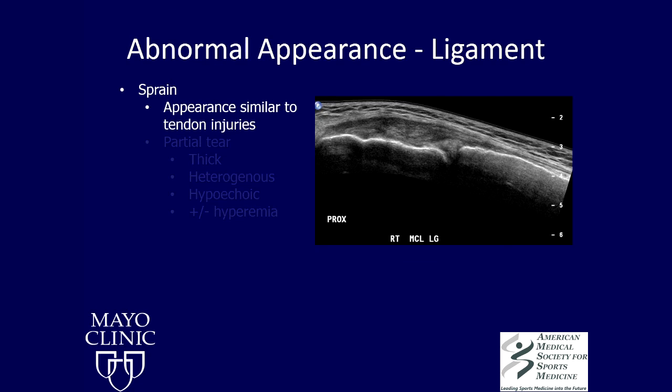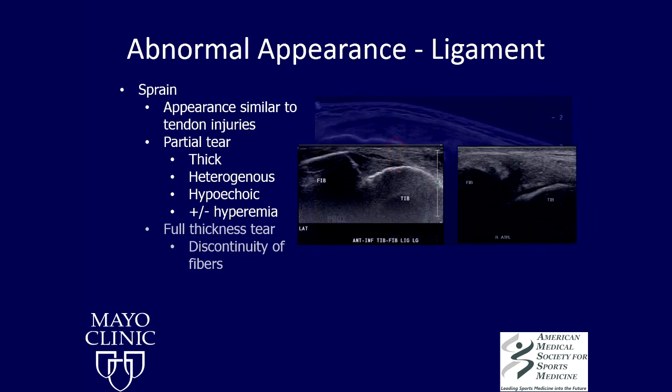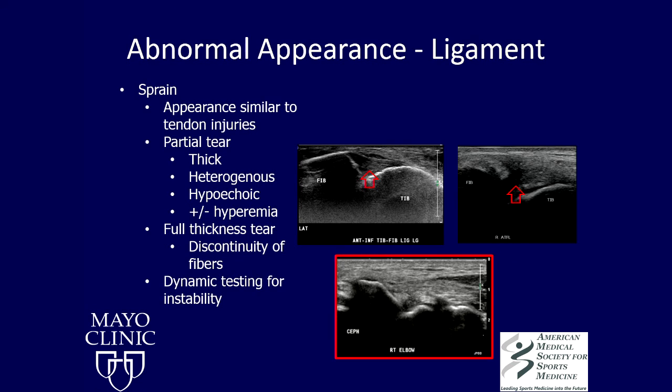When you sprain a ligament, you're going to have similar findings to tendon injuries. So these can be partial thickness tearing, such as this picture where you have the proximal MCL, very thickened, hypoechoic and heterogeneous. It no longer has its fibrillar appearance. It might have hyperemia or calcifications in the area, or a full thickness tear. So here is the anterior inferior tibiofibular ligament intact, and over in this area, you can see complete disruption of those fibers. Dynamic testing can really help you assess the integrity of the ligament.